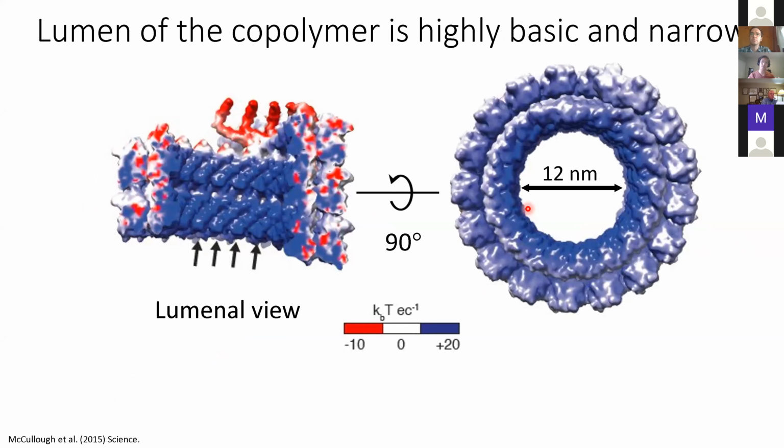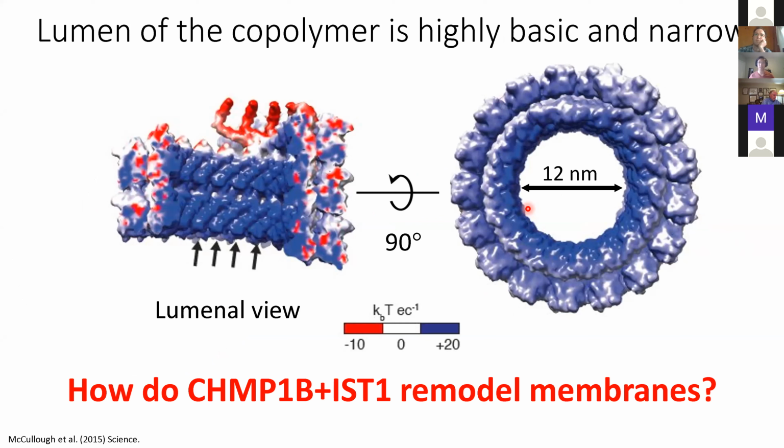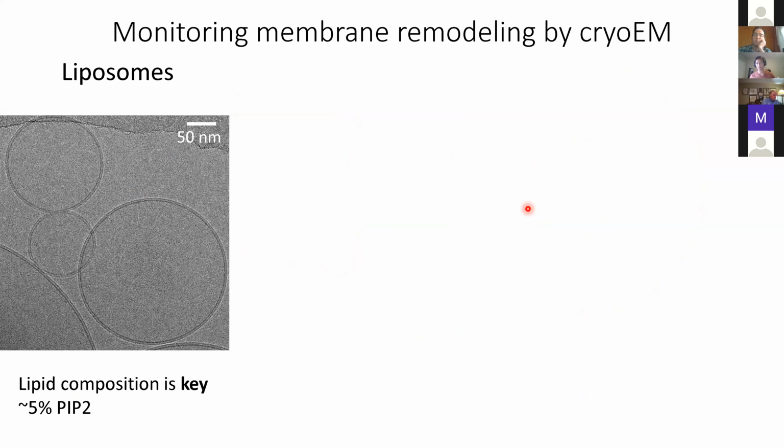So this is where I started to join the lab, and I was interested in how do these two proteins, GIMP1B and IST1, work together to remodel membranes. To do this, I had to do what we call membrane remodeling reactions. So in my case, I took liposomes, I mixed it first with GIMP1B, the first protein, then added the second protein, IST1, and watched how these things constrict and squeeze liposomes, our model membrane.